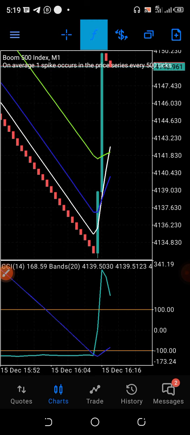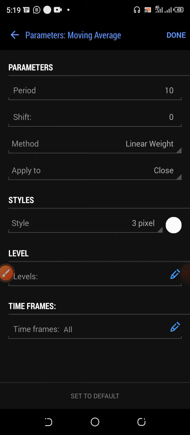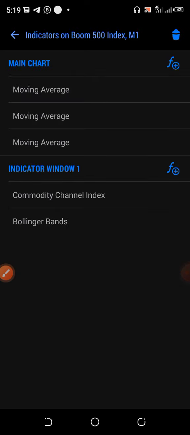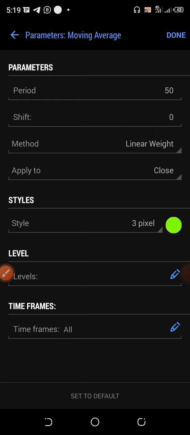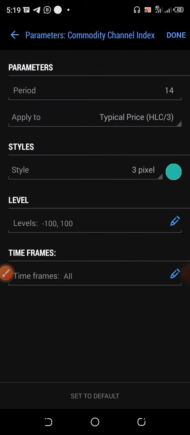So for the indicators, for clarity purpose, the first one is 10. The second one is 21. Choose the color of your choice. You can screenshot it. The third one is 50. You can screenshot it. This one, the commodity channel index CCI, that is 14. Choose any color of your choice.